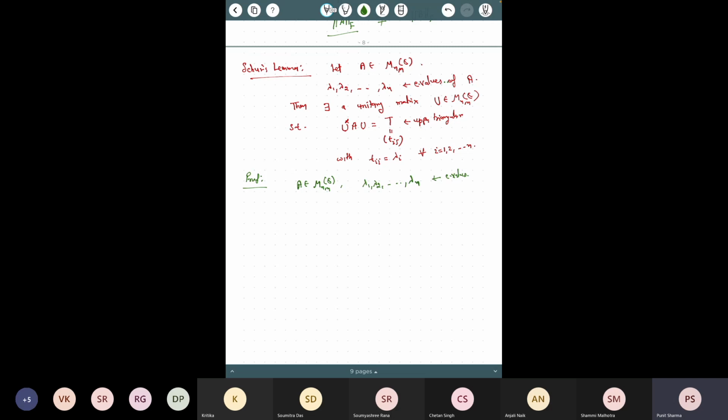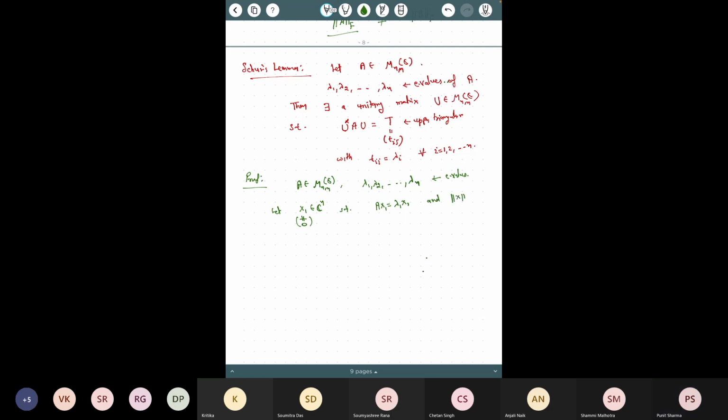So I will start with the first eigenvalue. I will construct this U matrix in a finite number of steps. So let us see how to do this. Lambda 1 is an eigenvalue, so I will take an eigenvector x1, a non-zero vector in Cn, such that A x1 is equal to lambda 1 x1. So it's an eigenvector corresponding to eigenvalue lambda 1.